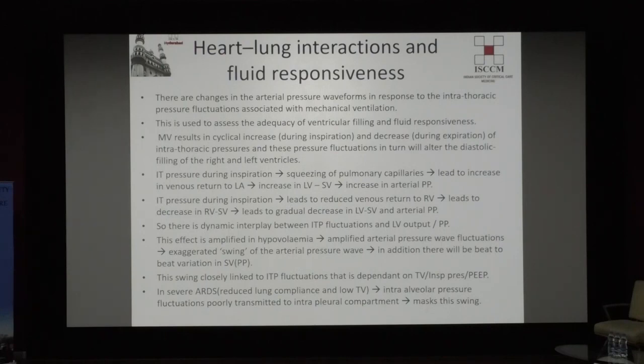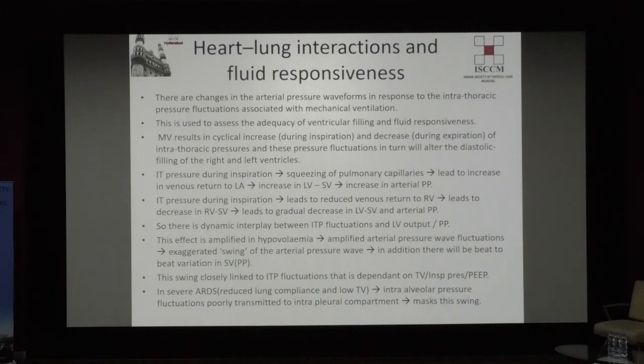Similarly, intrathoracic pressure during inspiration will lead to reduced venous return to the right ventricle, leading to a decrease in the right ventricular stroke volume, and there will be a gradual decrease in the left ventricular stroke volume as well, and consequent arterial pulse pressure. So there is a dynamic interplay between the intrathoracic pressure fluctuations and the LV output and the pulse pressure. This effect is amplified in hypovolemia, with amplified arterial pressure wave fluctuations and an exaggerated swing of the arterial pressure wave. In addition, there will be a beat-to-beat variation of the stroke volume, which is known as PPV, or the pulse pressure variation.